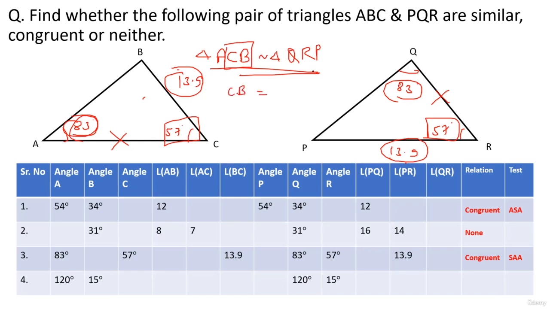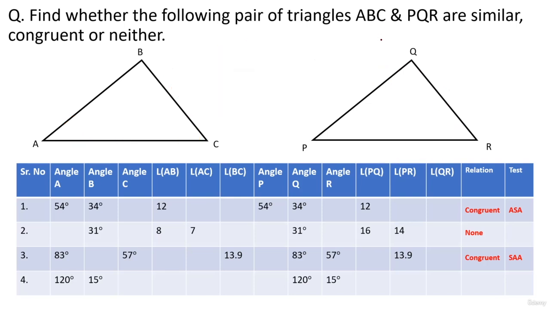CB should be equal to RP. यही हो रहा है ना guys यहाँ पे, CB equal to RP. So yeah, we observe that CB is equal to RP. That means the correspondence we have written is correct. Okay, let's go on to the next question, guys.